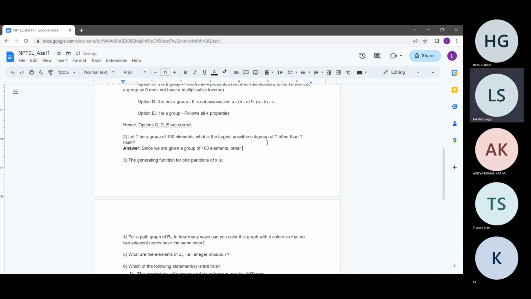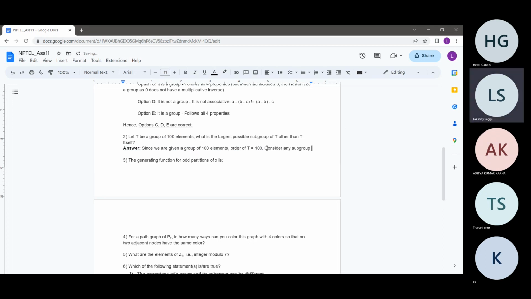So basically what we are given is, since the number of elements is what you call the order, the order of the group T is equal to 100, right? The order of T is 100 because there are 100 elements in T.